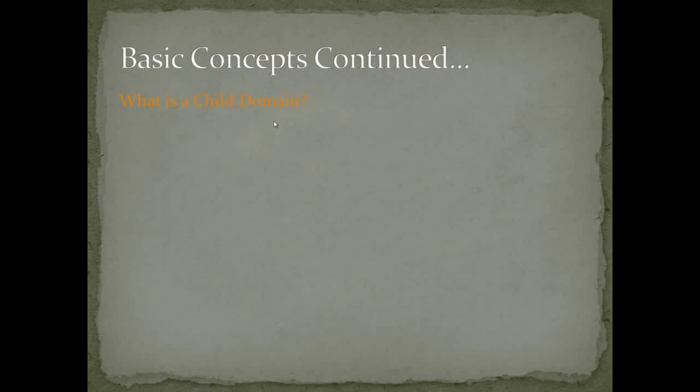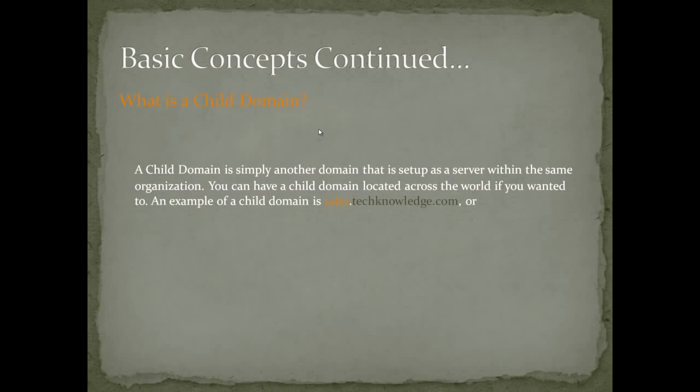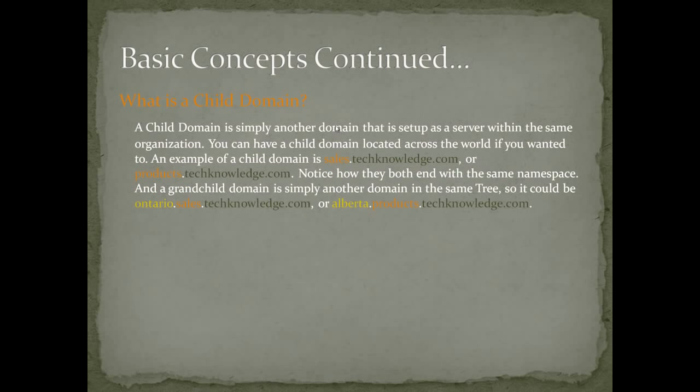Continuing on here, a child domain is like sales.techknowledge.com or products.techknowledge.com. So it's simply another domain that is set up as a server within the same organization. You can have a child domain located across the world if you wanted to. And I've got my examples of a child domain, sales.techknowledge.com and products.techknowledge.com. And notice how they both end with the same namespace.